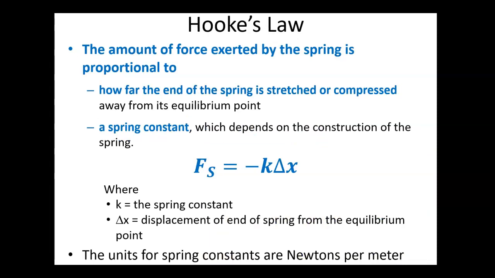Hooke's law is the relationship that tells us how to find the spring force. Spring force equals negative k delta x. Here, the k represents the spring constant, which is measured in units of newtons per meter, and the delta x represents how far the end of the spring was moved, as the spring was either stretched or compressed. And that distance, delta x, is measured from the equilibrium point.